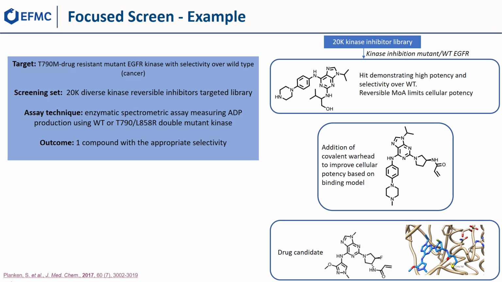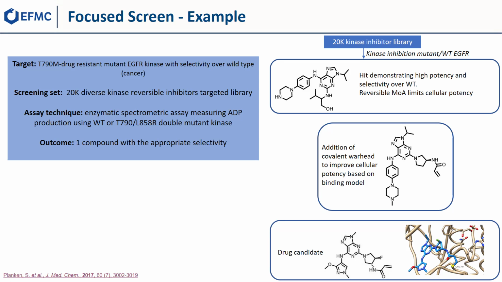They found one compound, which is shown on the upper right, which shows the appropriate level of selectivity as well as high potency. Now, one challenge that they faced is that the reversible mode of action of this compound was leading to poor cellular potency. And the way they addressed this is by adding a covalent warhead with this acrylamide to improve cellular potency. And this they did using a binding model to place the acrylamide so that it could react with cysteine 797, as seen in the bottom picture.